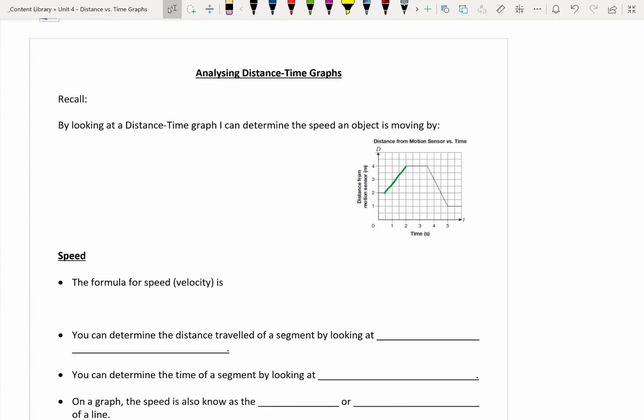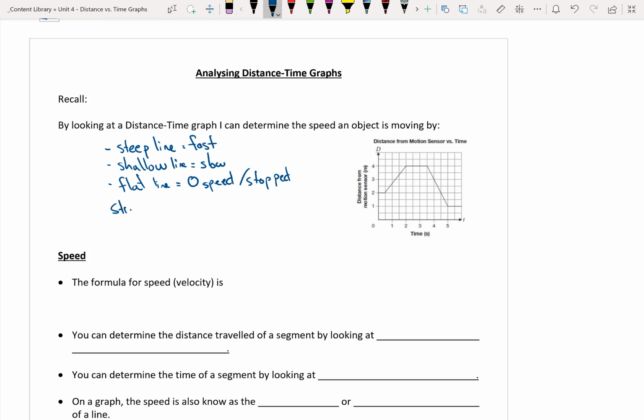In this note, we're going to be analyzing distance and time graphs and looking for specific pieces of information. Just to recall, by looking at a distance time graph, the things that we can determine about the speed of an object is that a steep line means we're moving fast, a shallow line means slow, a flat line means zero speed or stopped.